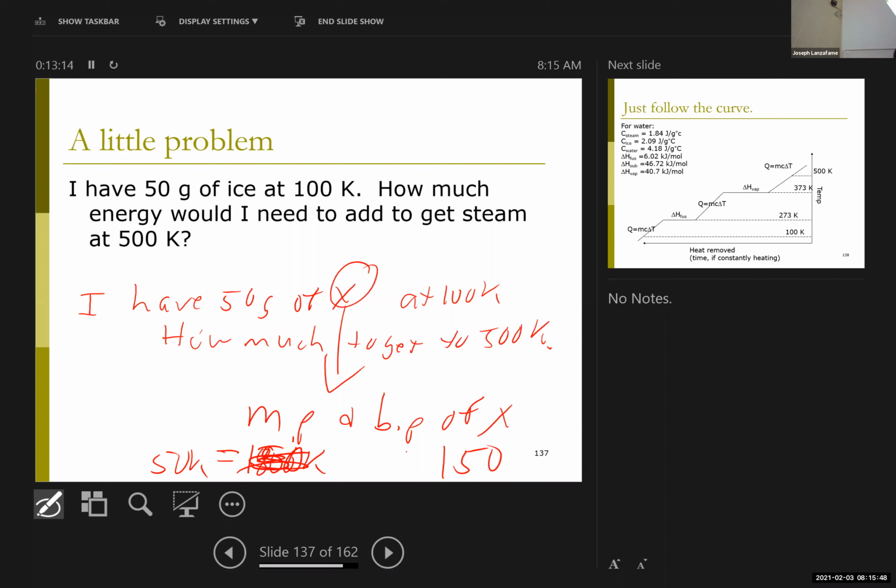So I start as a liquid, right? And so I'm going to heat up. I'm going to boil at 150, right? And then I'm a gas the rest of the way. So where my starting and ending points are really depends on what the phase change temperatures are.